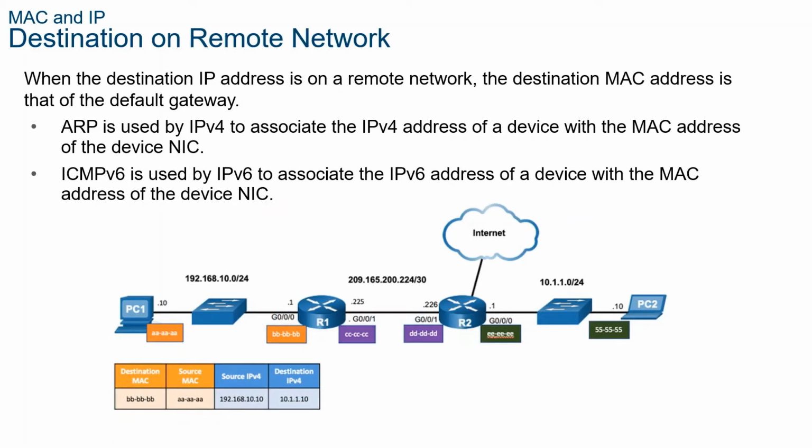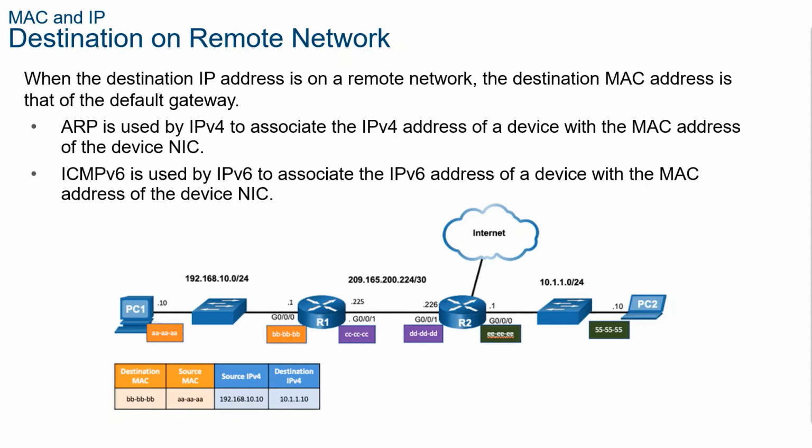Destination on the remote network. So when the destination IP address, IPv4 or IPv6, is on a remote network, the destination MAC address will be the address of the host default gateway. Example, the router interface. Consider the following example using simplified MAC address representations here. Okay, now in this example, PC1 wants to send a packet to PC2. PC2 is located on the remote network.